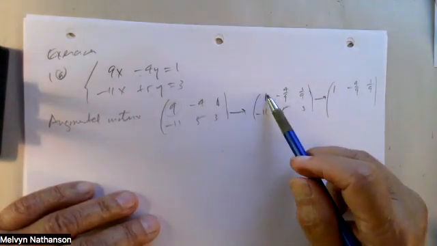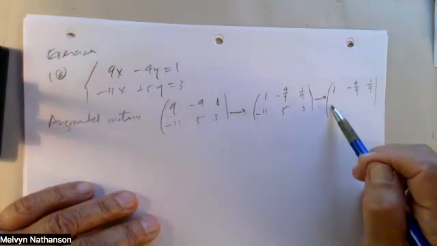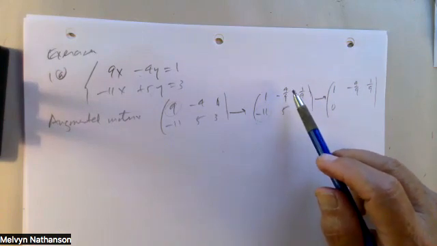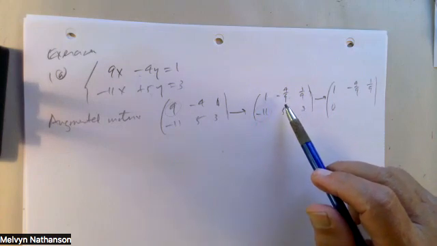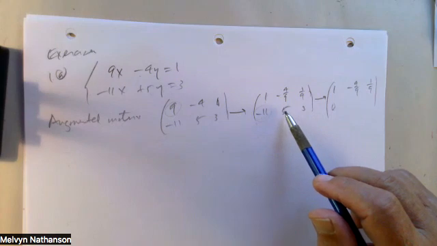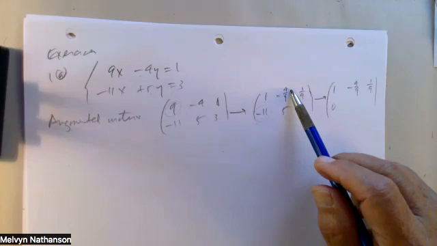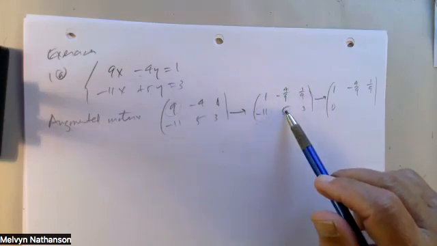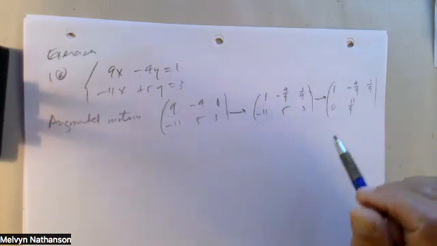And I add 11 times the first row to the second. So 11 minus 11 is 0. If I multiply this by 11, I get minus 44 over 9. 5 is the same as 55 over 9. So I have minus 44 over 9 plus 55 over 9. So I think that's 11 over 9.